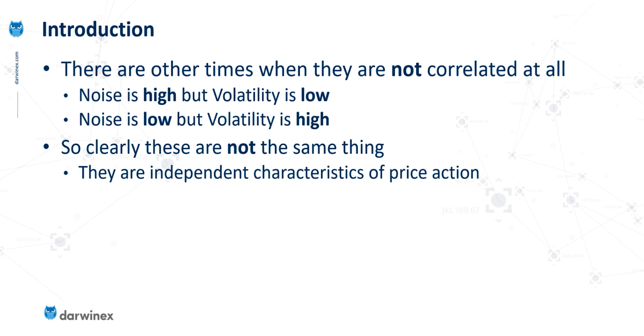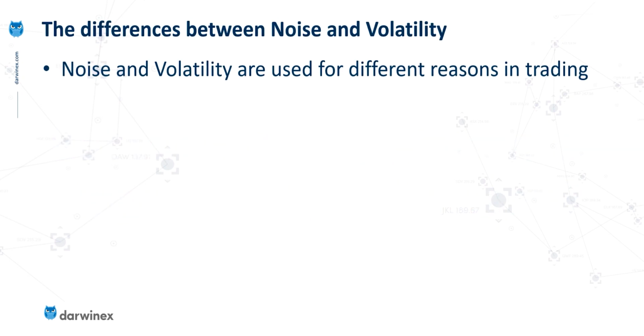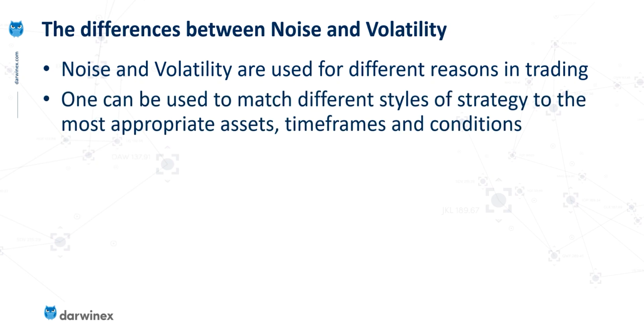But before we look at this in a bit more detail, I think we have to answer this question. Why are the differences important to understand? And the answer to that is that noise and volatility are used for different reasons in trading. At a very high level, one of them can be used to match different styles of trading strategy to the most appropriate assets, time frames and trading conditions. And this, if you've been watching the series, is how we can use market noise.